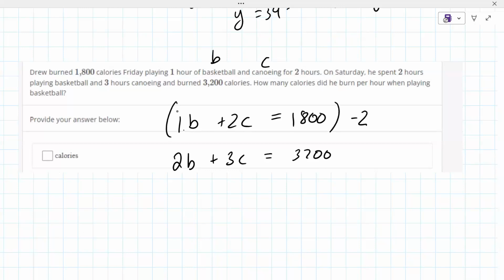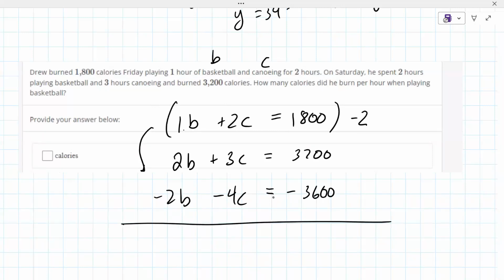Okay, so we're going to multiply this equation by -2. The reason is we want to get -2b there. So it's going to be -2b minus 4c equals minus 3,600. Except that won't work. Sorry. Yeah, that does work. So when you add these up, you get -1c equals minus 400. So c equals 400. Is that okay? How I got that?